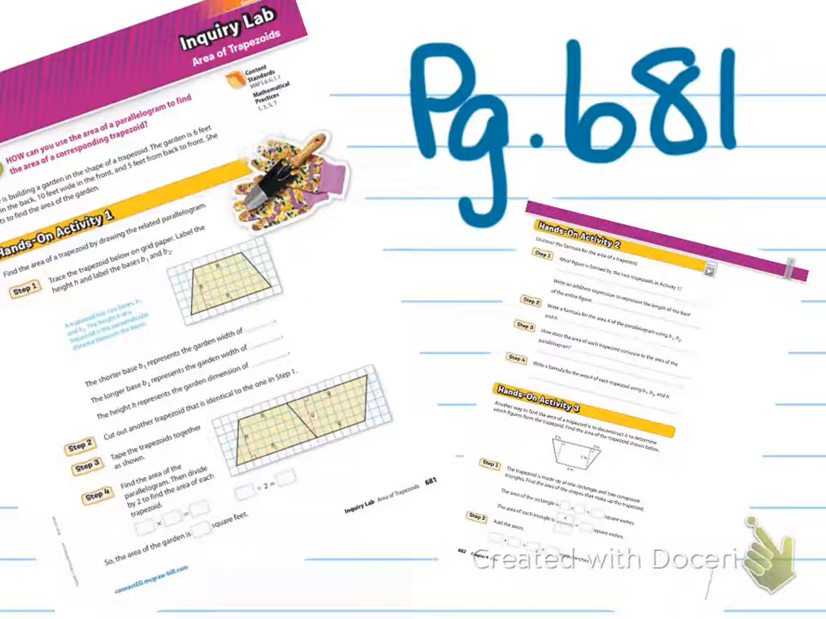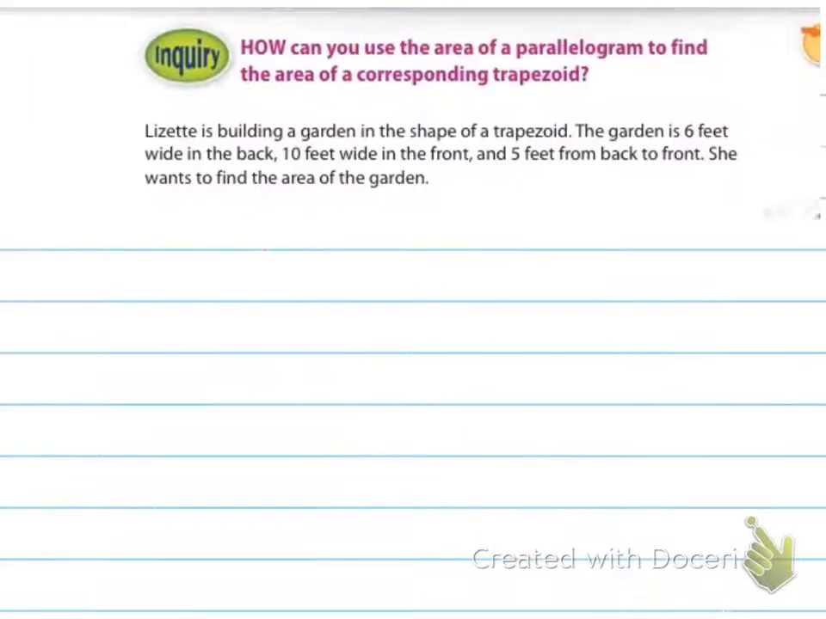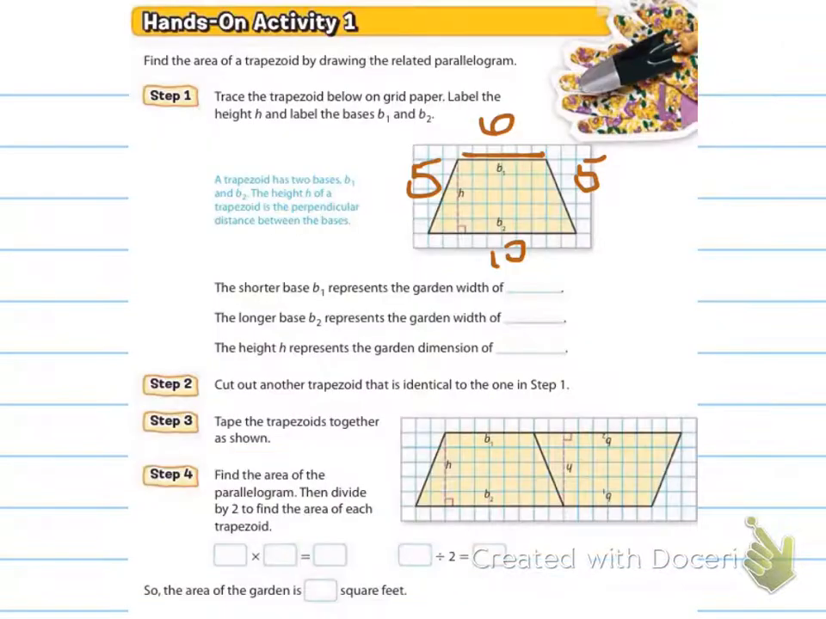All right, we're looking at Inquiry Lab Area of Trapezoids, which starts on page 681. And this is what the pages look like. The question for this section is, how can you use the area of a parallelogram to find the area of a corresponding trapezoid? And the story goes, Lizette is building a garden in the shape of a trapezoid. The garden is 6 feet wide in the back and 8 feet wide in the front and 5 feet from back to front. She wants to find the area of the garden.